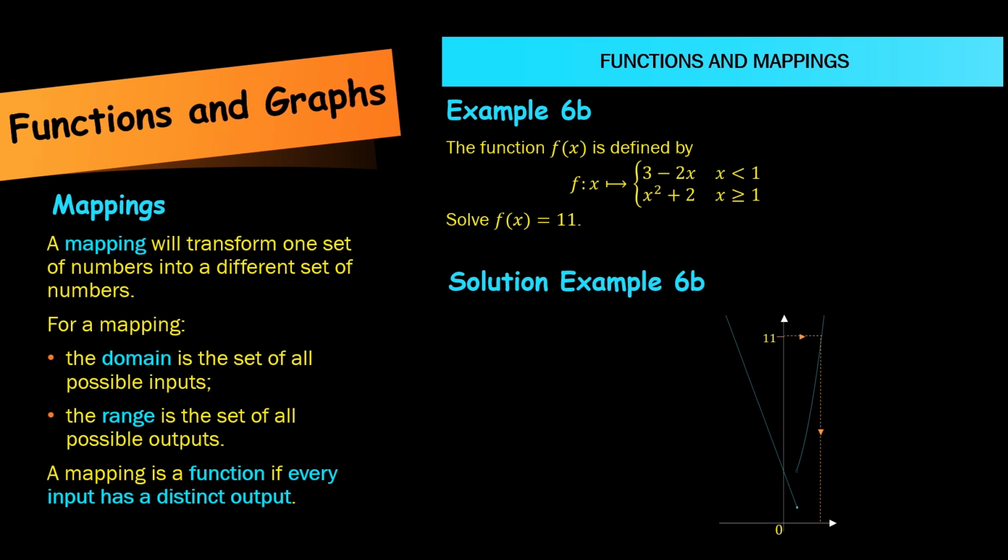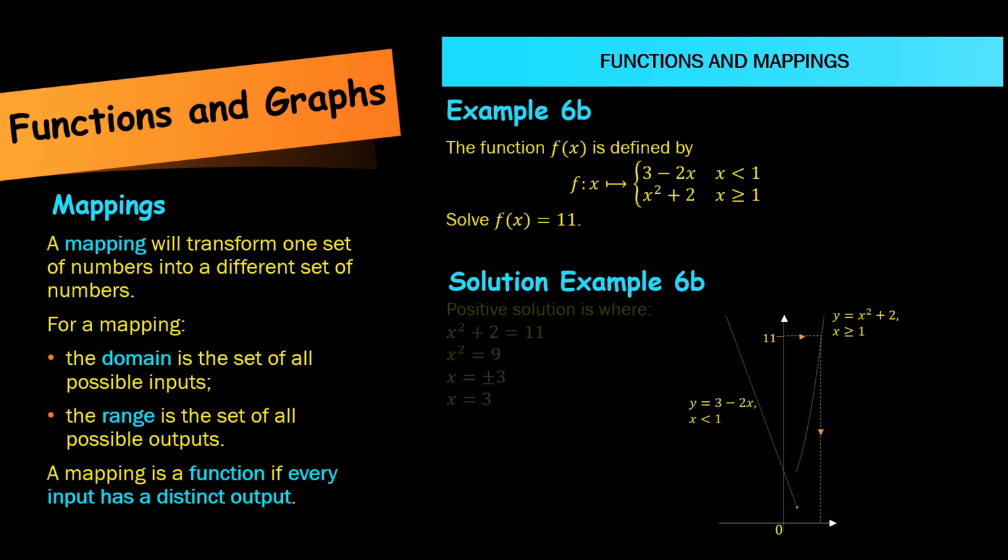Notice that on this positive side, or on the side where x is greater than or equal to 1, we have one solution. So the positive solution is where x squared plus 2 equals 11. And solving this gives us x equals plus or minus 3, but of course we know that the solution is positive, and therefore x is 3.